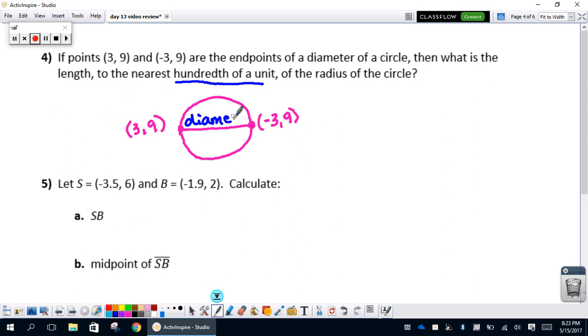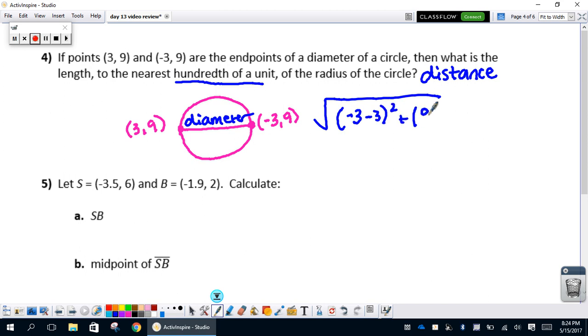Well, right now we could find the diameter using the distance formula. So if you need to make that note, you're going to use the distance formula. Okay, so I'm going to do (-3 minus 3) squared plus (9 minus 9) squared, and you should get the square root of 36, which is 6.